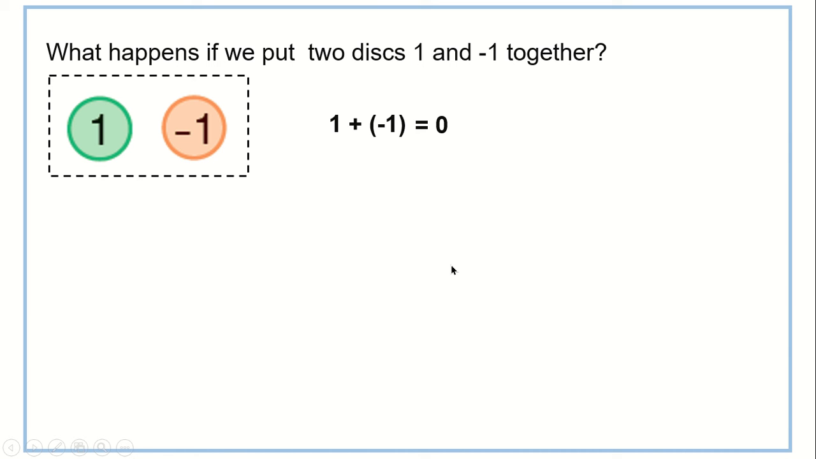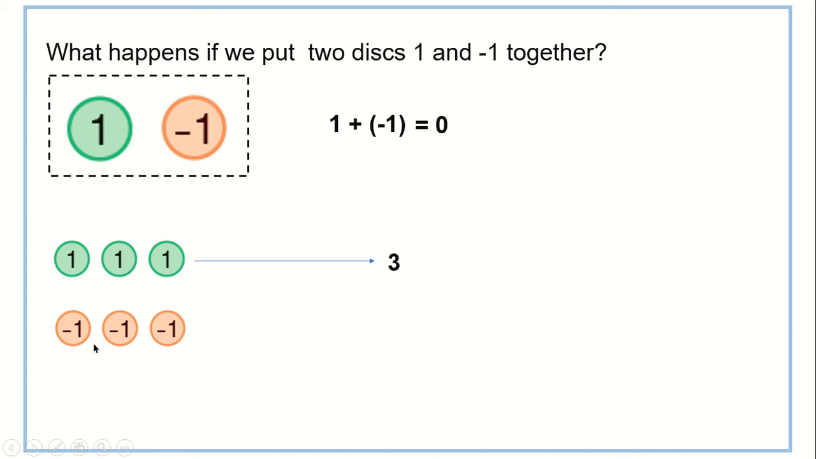To write number 3, we can have 3 disks of 1. This means 3. And if we want to write, let's say, 4, then we will have to get 1, 1, 1, and 1. In other words, we get 4 disks of 1. To get 5, we get five disks of one, and so on. Now, when we have 3 disks of negative 1, then we have got negative 3. To get negative 4, then we have to get 4 disks of negative 1, and so on.